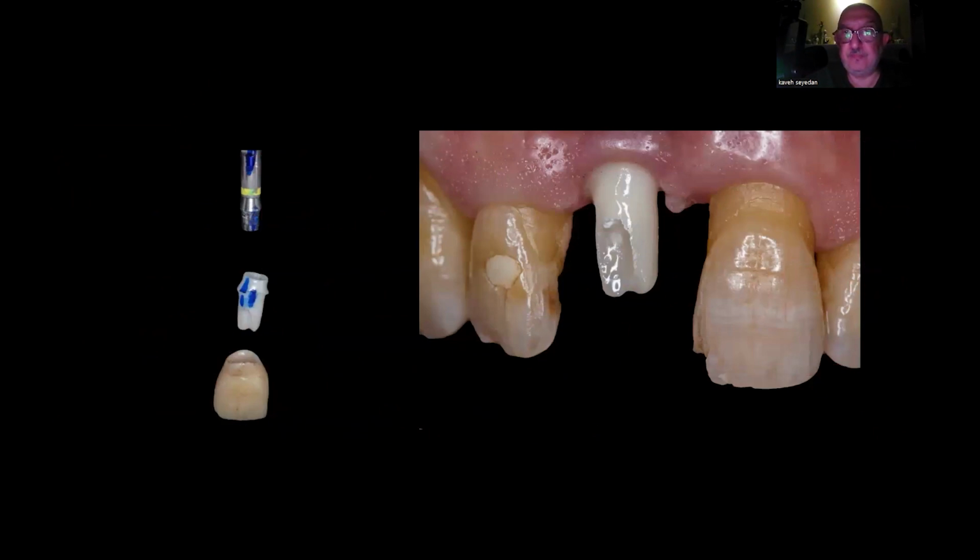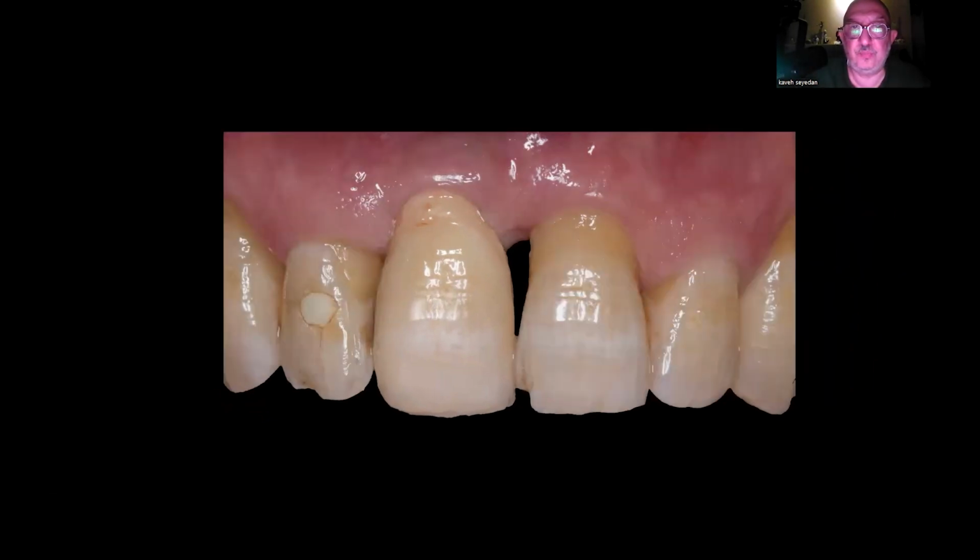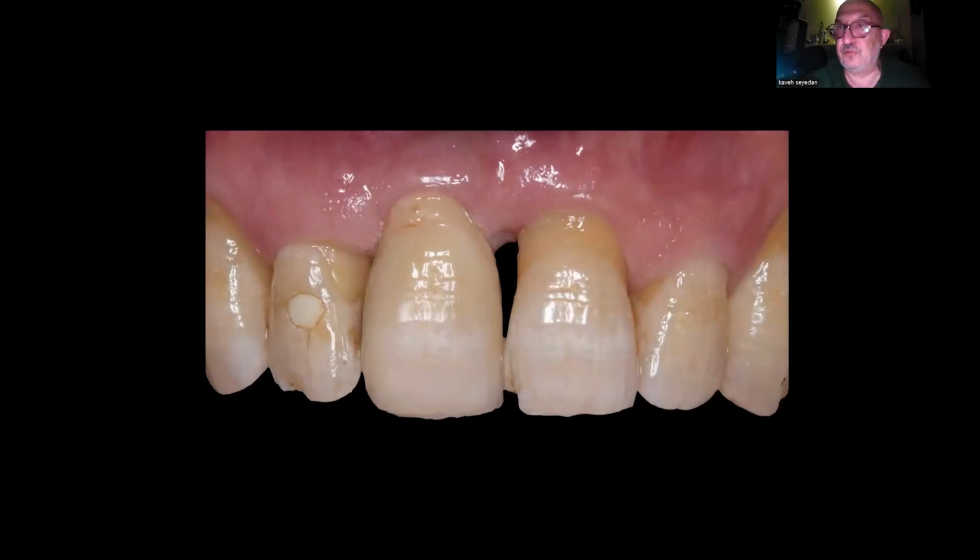So I scanned it, used a tie base abutment, a hybrid zirconia core, and a zirconia crown on top of it. This is the result. I was very happy with the zirconia crown. I took photographs, put it on Instagram. The patient was happy just up to 6 months.